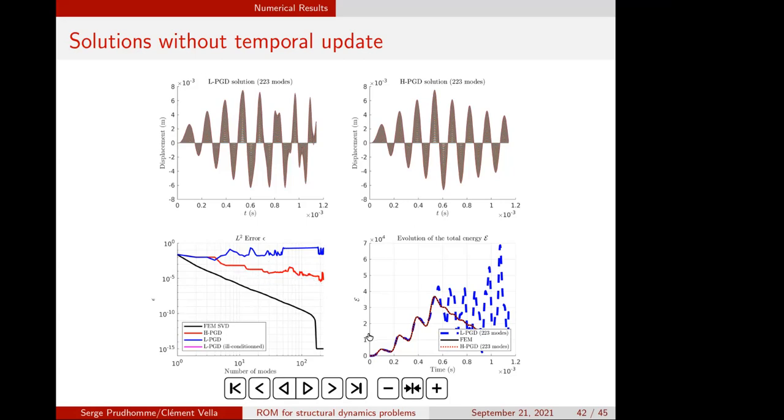For the total energy, what we observe essentially is that the Hamiltonian approach does follow what we should observe. For the Lagrangian approach, basically we cannot do it without this updating process.